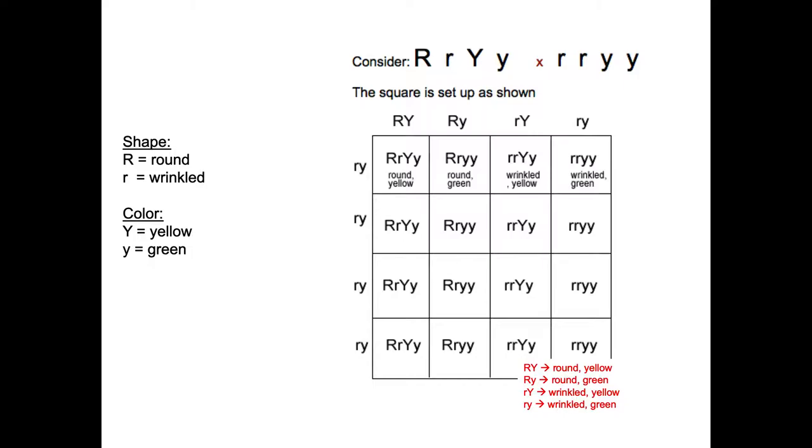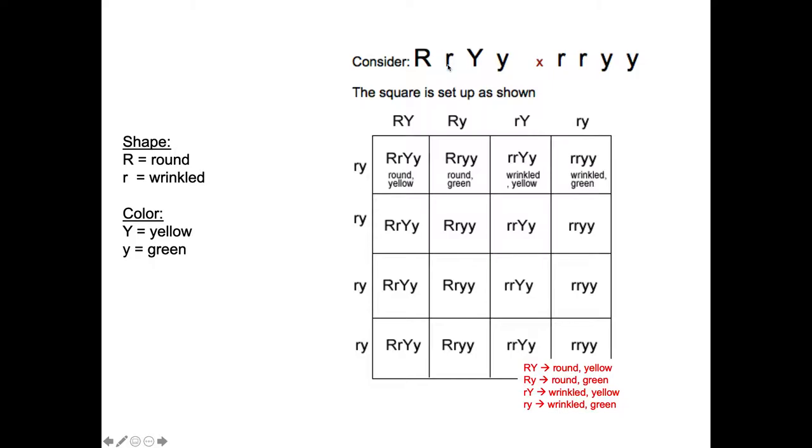So this is what it's basically going to look like. Here, this is the first parent, this is the second parent. Using the same setup with the arrows, to find the first gamete of this first parent, we take this first big R and put it with this big Y. So big R, big Y. The same R, but with the second Y, so big R, little Y, that's the second gamete. So we're finished with that R.